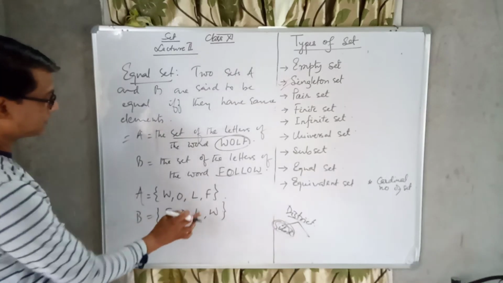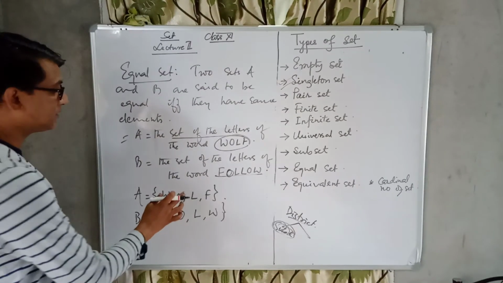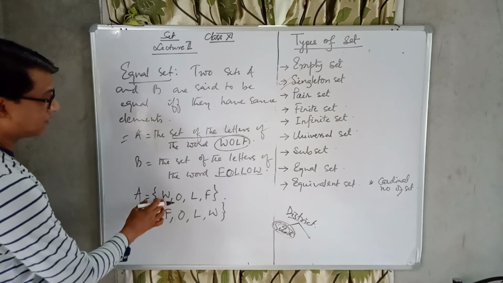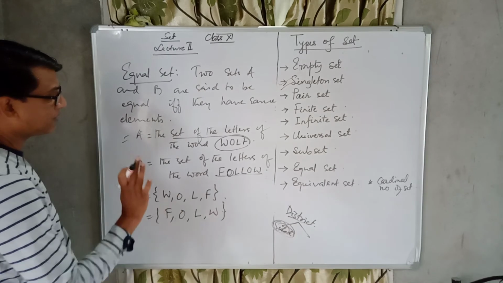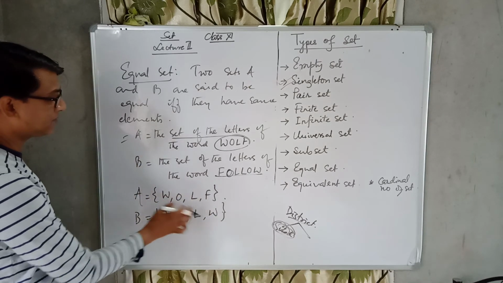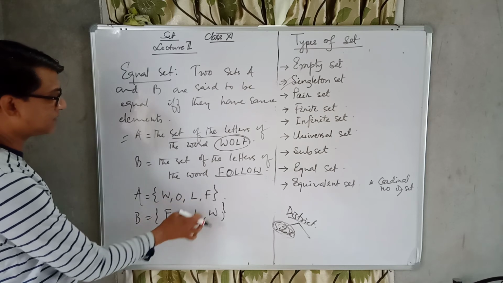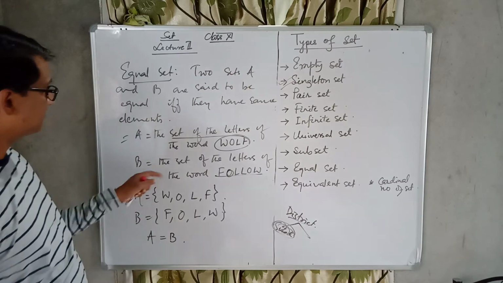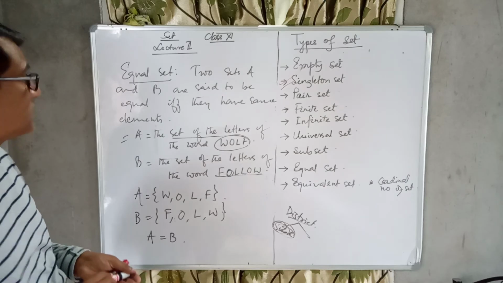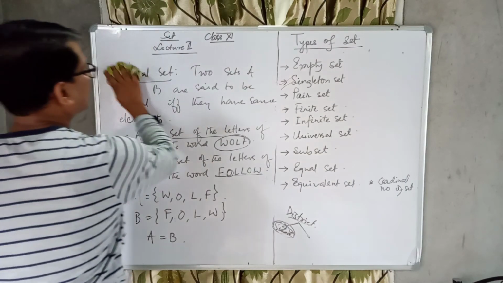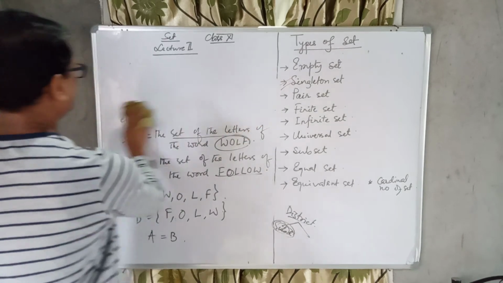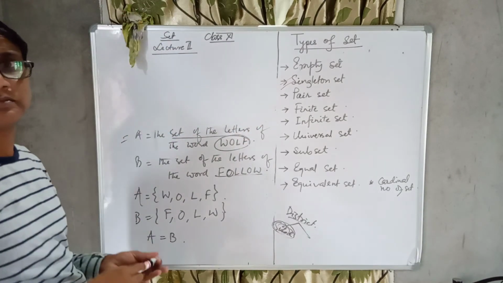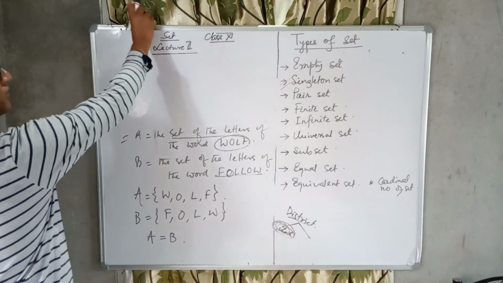Now compare these two sets. Are they different or the same elements? They are the same elements. W is there, O is there, L is there, F is there. So A is equal to B, and these sets are called equal sets. One more example we can take.